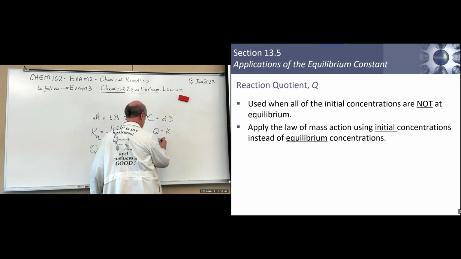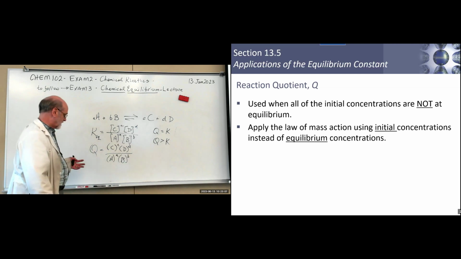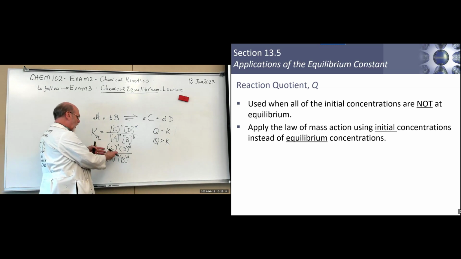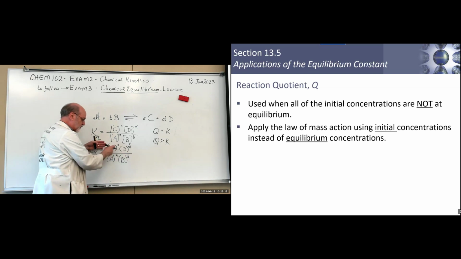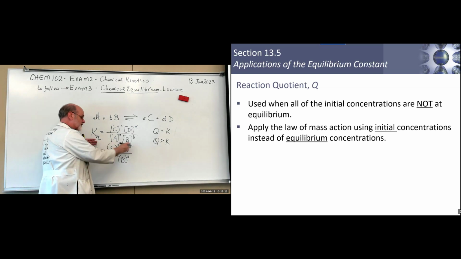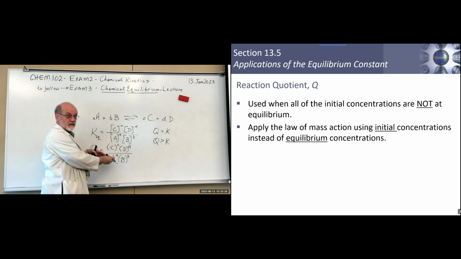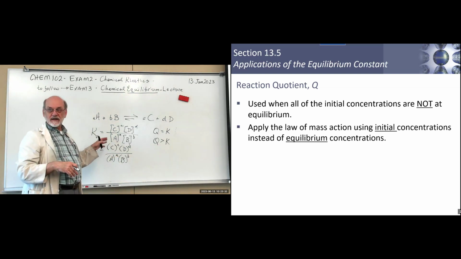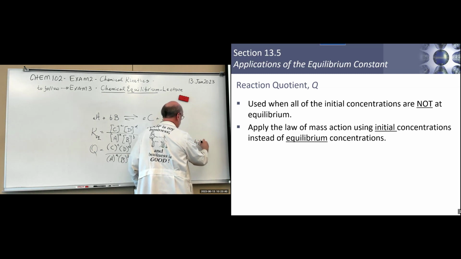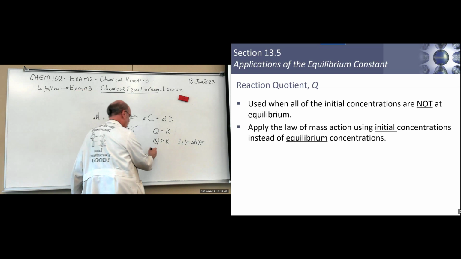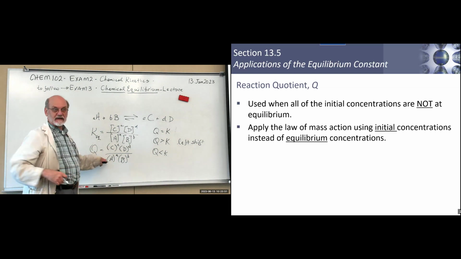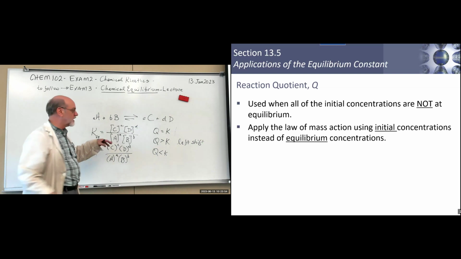What if Q is greater than K? What does that mean? That means that the ratio here is larger for Q than it is for K, which means this part of the expression is too big and this part's too small. So if this is too big, it wants to lose some of these and make some of those. So if it loses product, it wants to shift to the left. So your reaction is going to be left shifted to reach equilibrium. And then, of course, the other possibility: if Q is less than K, that means this is too small and that's too big. So you don't have enough product, and now it's going to shift to the right.